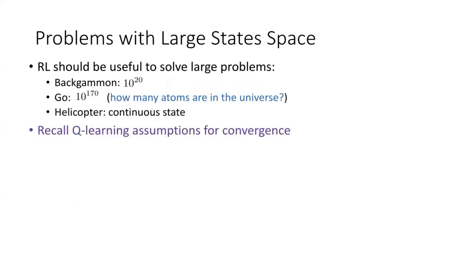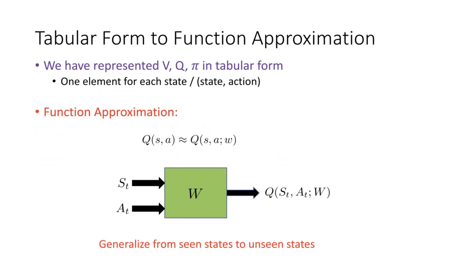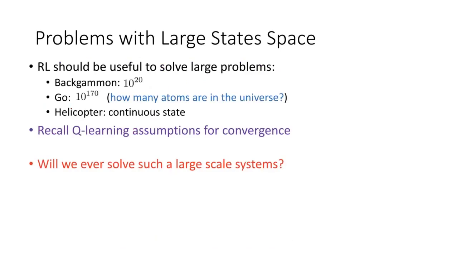Okay. And also think about the provable convergence guarantee for Q learning. The first and the most important convergence guarantee assumption is that your behavioral policy should visit each state and action pair infinitely often, which essentially means that if you have 10 power 20 states, you need to spend at least 10 power 20 time steps to learn the system, which is again not a feasible assumption to make. So what can we do? Can we use the current theory of reinforcement learning to solve this large scale problem? And that is where deep Q learning comes in.